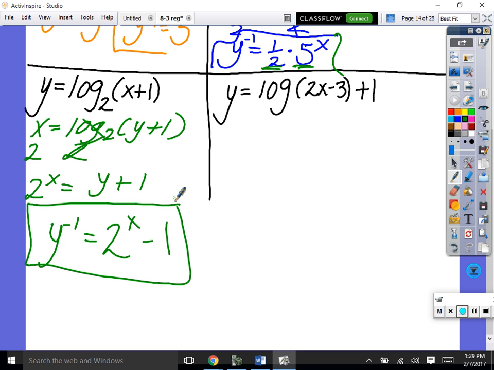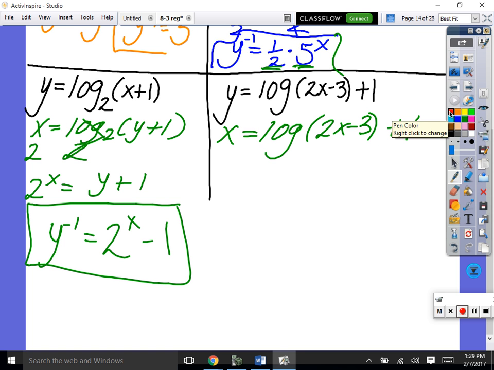So last one, most advanced one of all. Switch x and y. So we have log to the base, what? Log to the base what? 10. Okay, good. What would my first step be? Any ideas? Good. That is exactly what we have to do first. We can't undo the log without getting rid of this 1. So we have x minus 1 equals log of 2x minus 3.